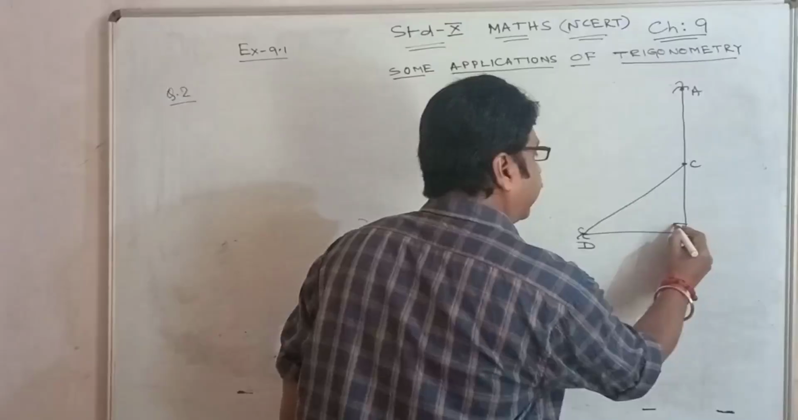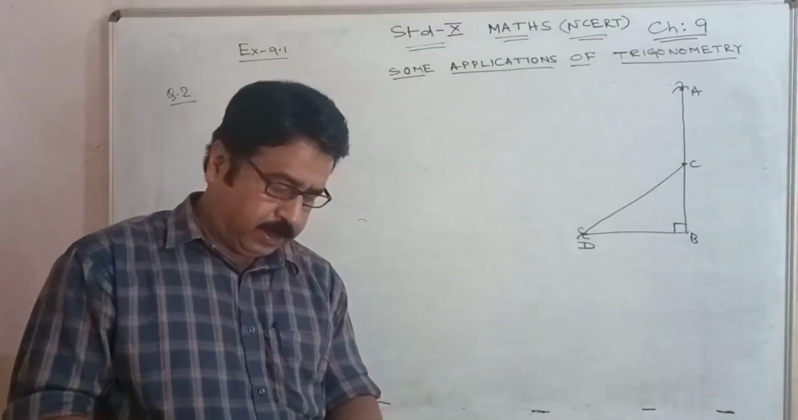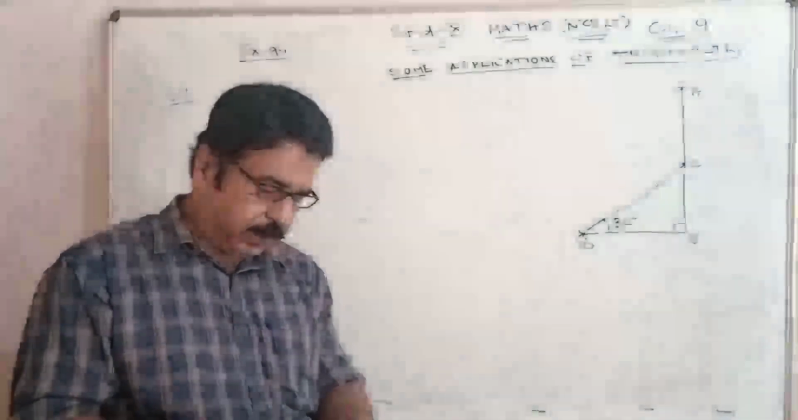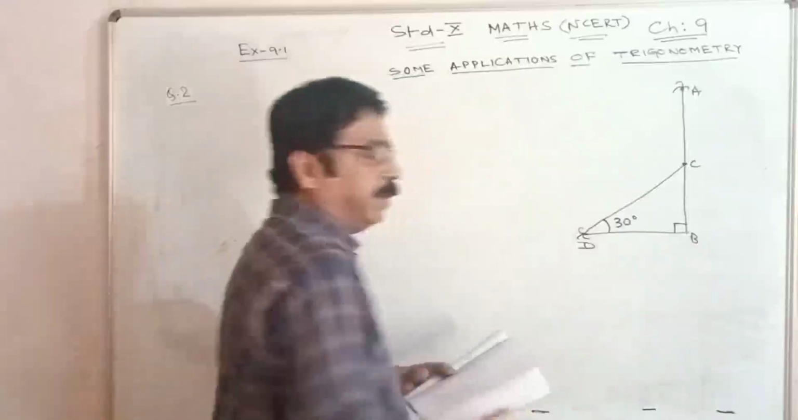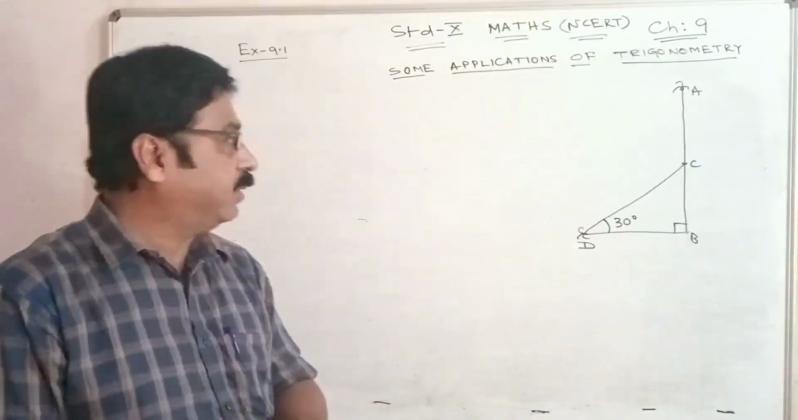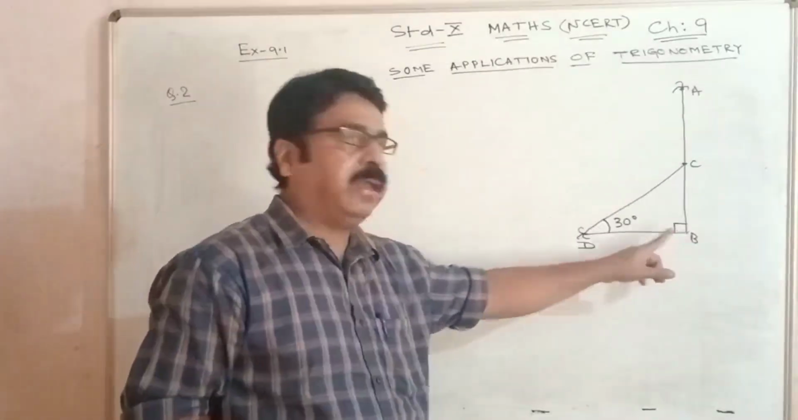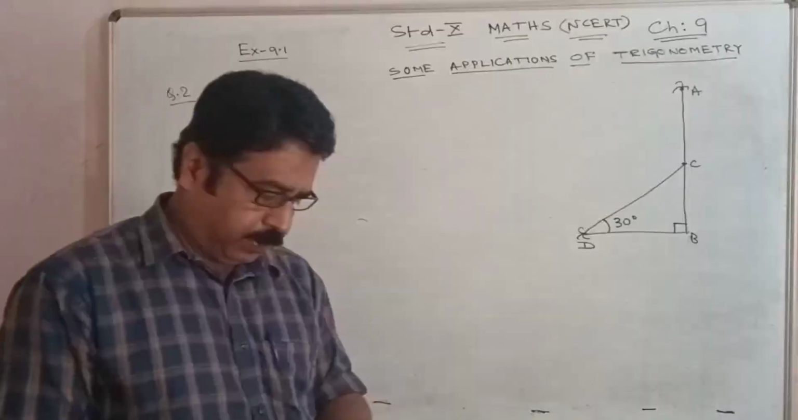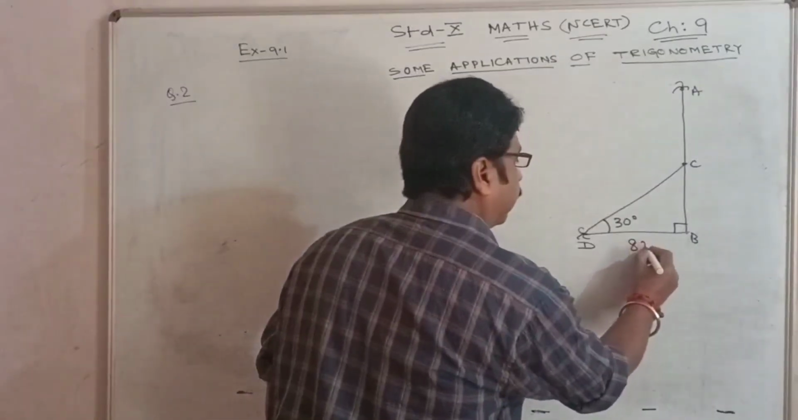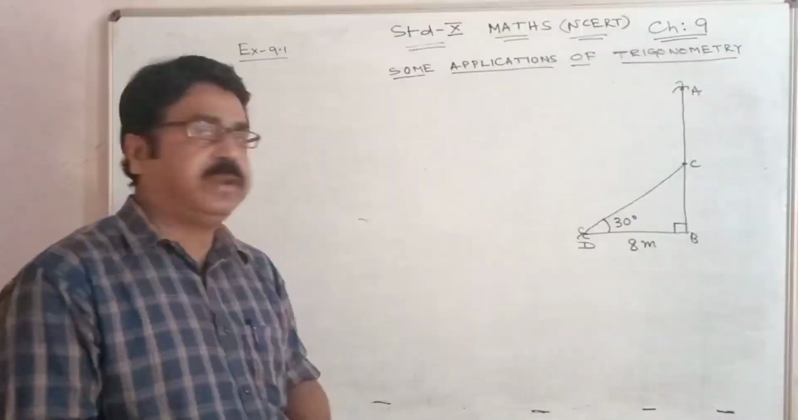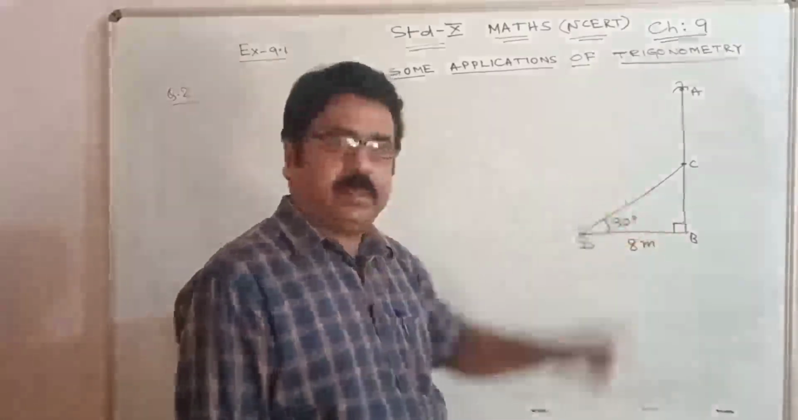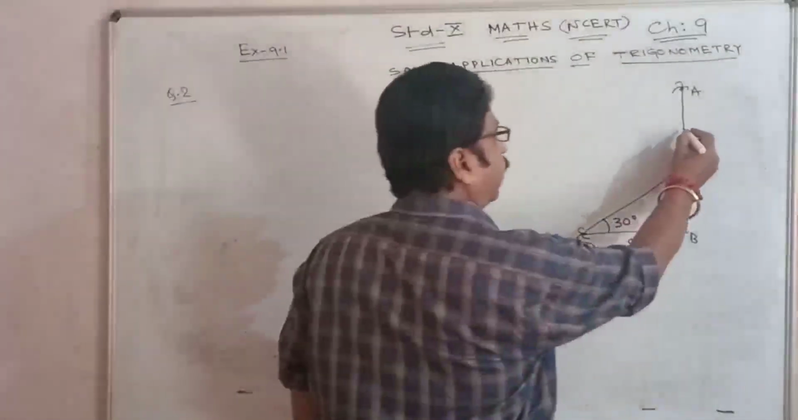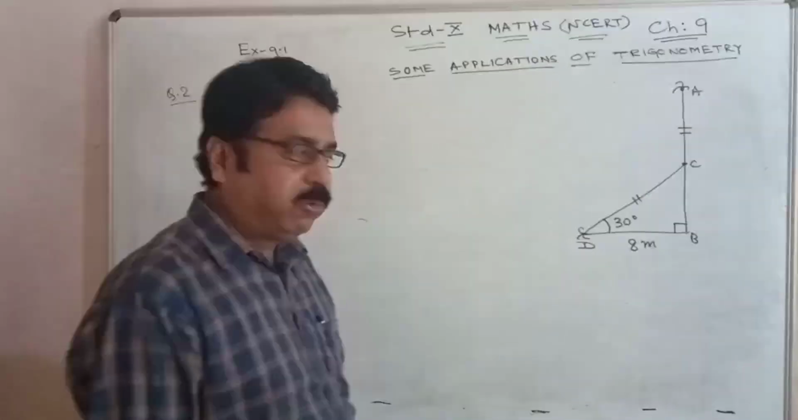Obviously, this will be right angle and this angle is given 30 degree. The distance between the foot of the tree, point B, to the point where the top touches the ground, at the point D. That is the distance BD. That distance is given 8 meter. Find the height of the tree. Height of the tree means we have to find AB. AB means AC plus BC. Now AC is the broken part that touches the ground. So this length and this length will be equal.